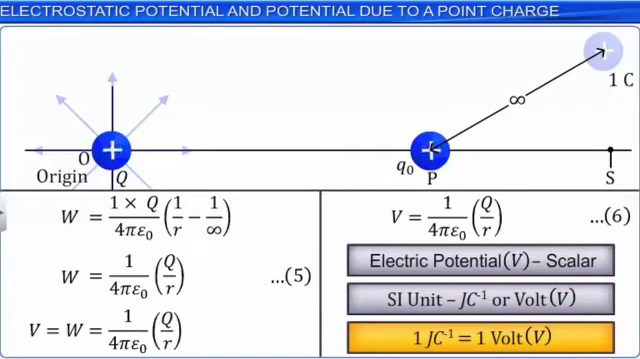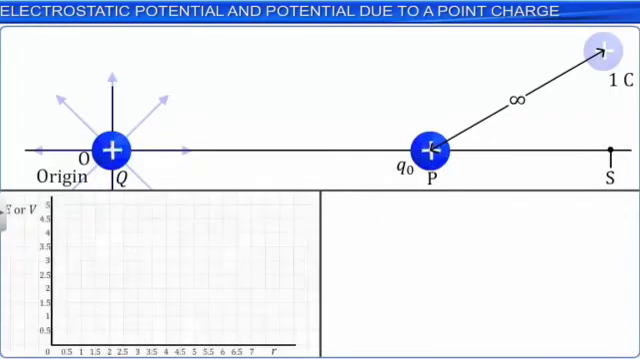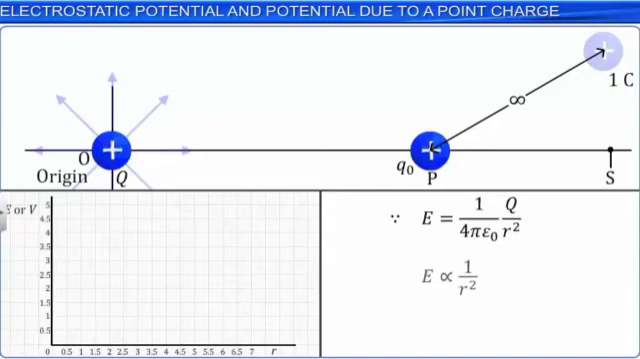We know that the electric field E of a point charge Q at a distance r from it is inversely proportional to the square of the distance r from it. The graph shows the variation of electric field E with respect to r.